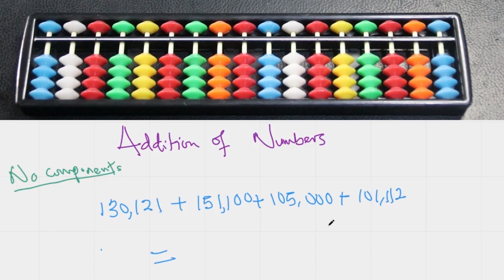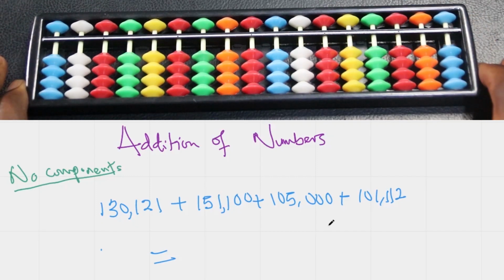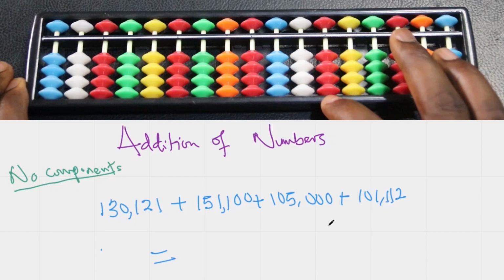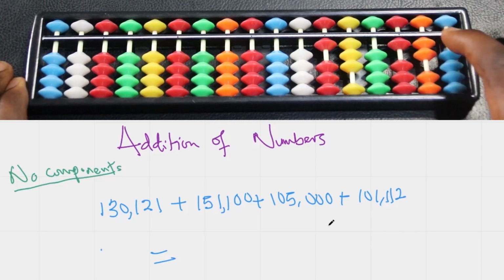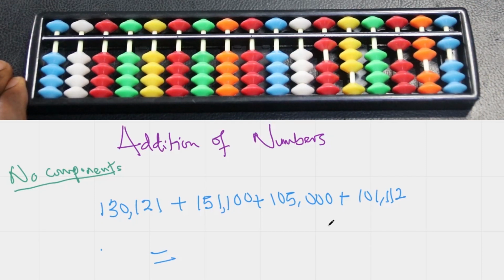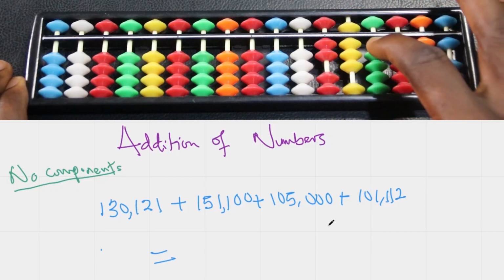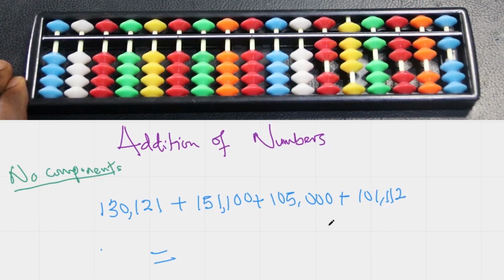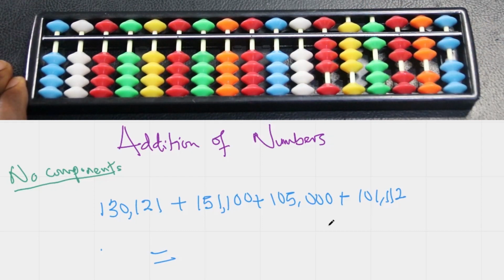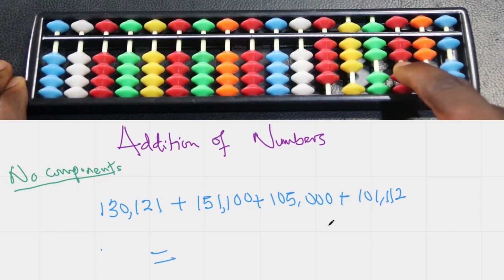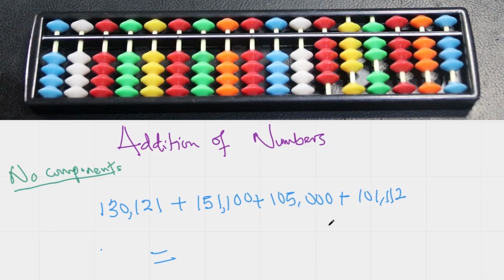How do we go about that? My abacus is on reset on point 0. These are 6-digit numbers, not 5-digit numbers. We're going to be starting from red instead of yellow. Can we go now? 130121 plus 151100 plus 105000 plus 101112. So my answer is 487333.